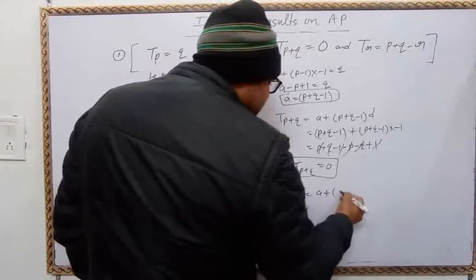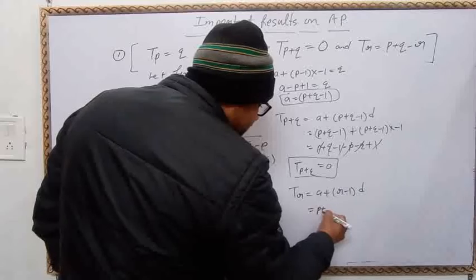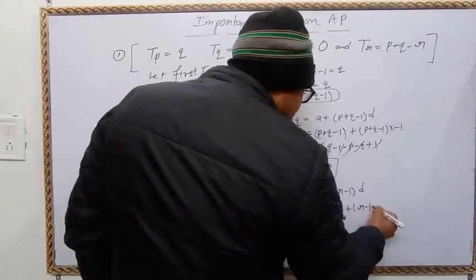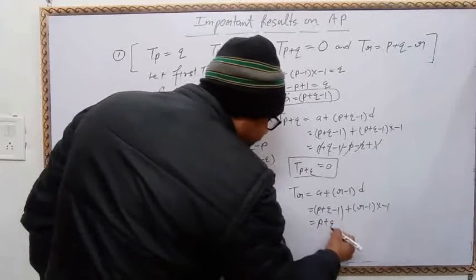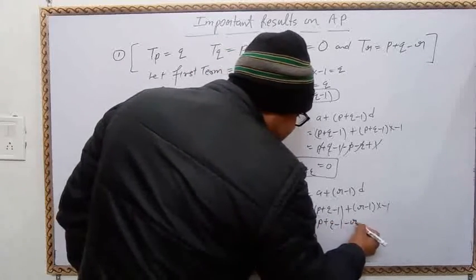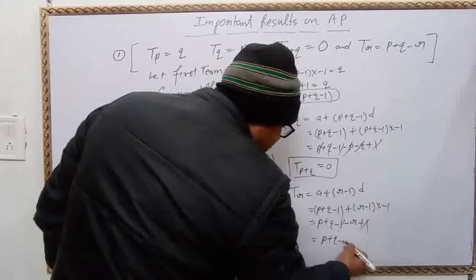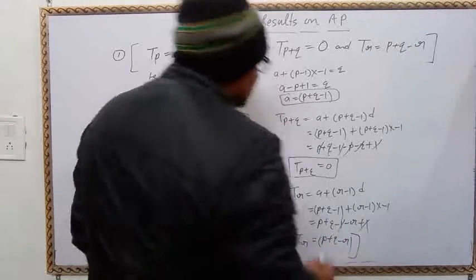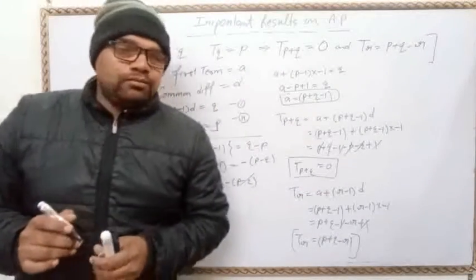And second result, TR. So A plus R minus 1 into D. A is P plus Q minus 1, plus R minus 1, D is minus 1. So P plus Q minus 1 minus R plus 1. 1 and 1 cancel. So P plus Q minus R. Okay, it is the first result. Please all of you note down and solve at least once at home. Please note down.